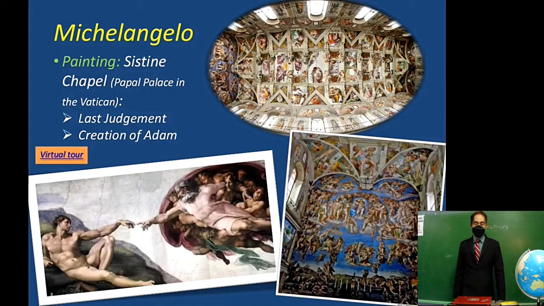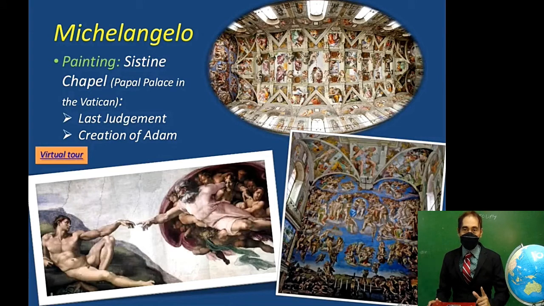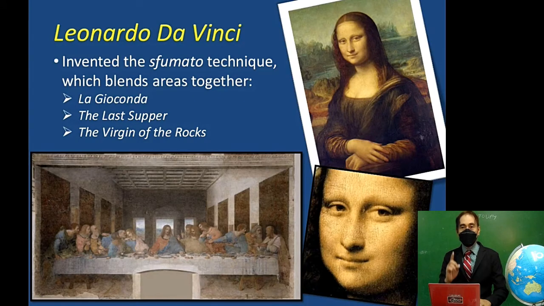The interior of the St. Peter's Basilica was painted all over with saints and stories of veneration. The Last Judgment, the Creation of Adam, were all painted in the walls and the ceilings and even in the dome of the St. Peter's Basilica by Michelangelo.